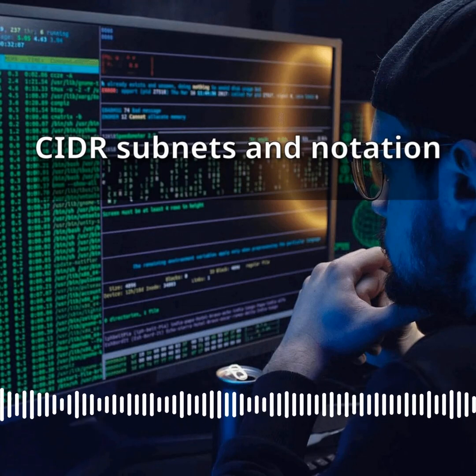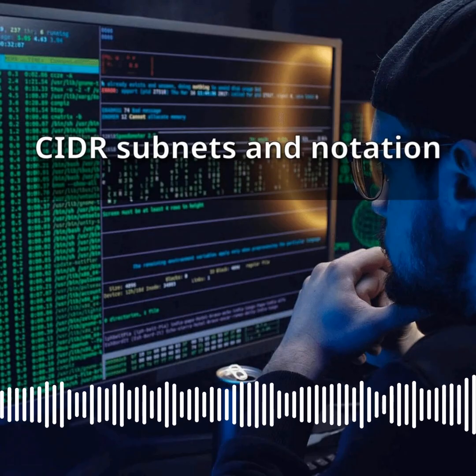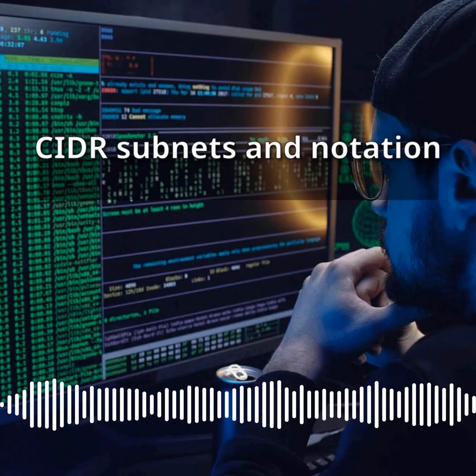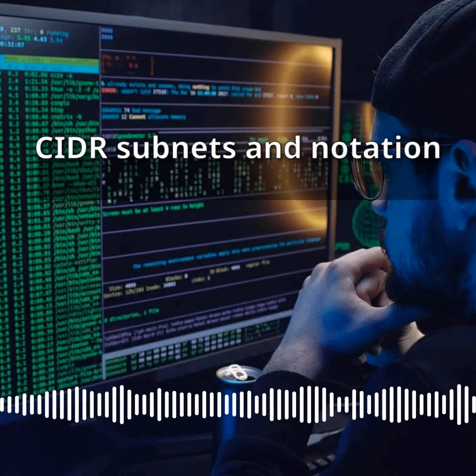For a /29, 2 cubed is 8, minus 2 equals 6 usable hosts. Subnetting is the practice of dividing a larger network into smaller subnetworks. This is directly relevant in security work.